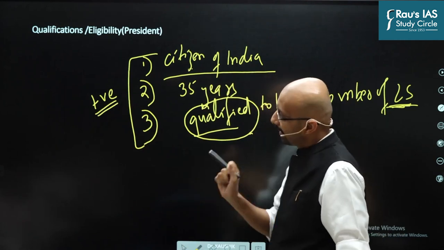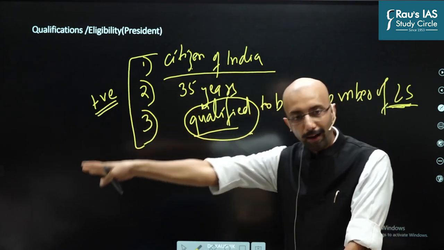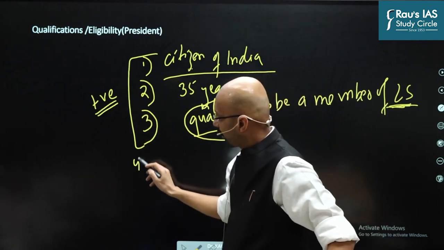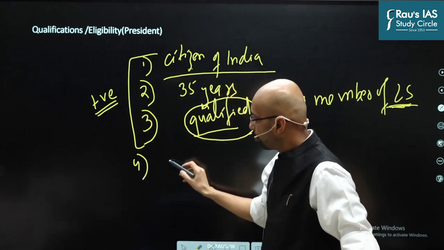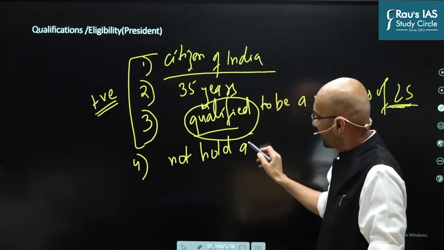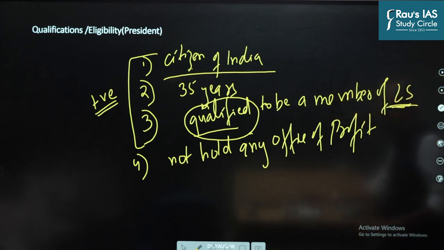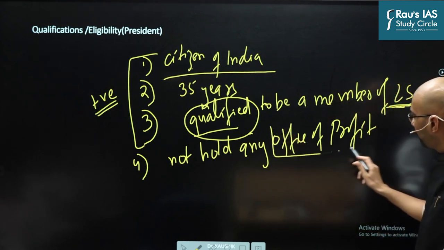a candidate must have. But then we have one negative qualification also. That is something that he must not have. And what is that fourth negative qualification? That he should not hold any office of profit. So now this brings us to a question that as to what is this office of profit?